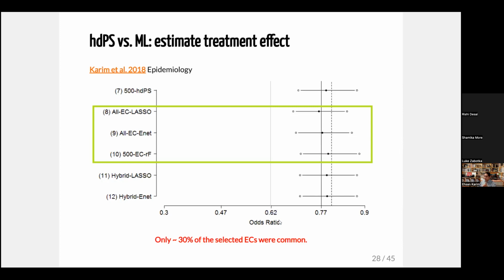Also, we were using odds ratio here, which is a non-collapsible measure that makes it also harder to compare odds ratio estimates from different models. But there was one interesting finding that we found, that even though the odds ratios were very similar, the empirical covariates chosen by different methods were not exactly the same. So only 30% of the selected empirical covariates were common between, say, for example, the random forest and the elastic net approach, right? So even though the selected empirical covariates were slightly different, the results were somewhat similar. But again, this is just one study, we cannot really do any kind of generalization.